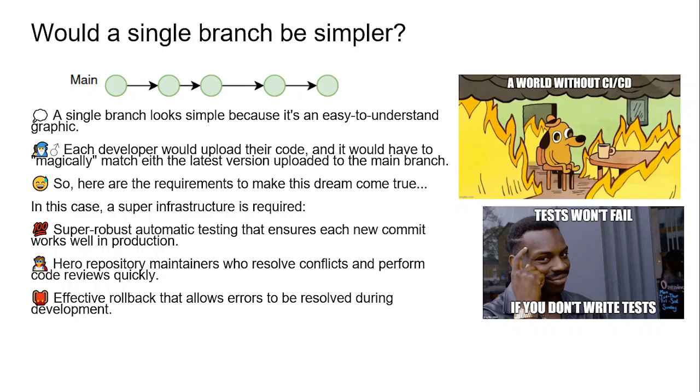We also need repository maintainers that are heroes. Those heroes will resolve conflicts and perform code reviews quickly, so they will make the best decision about conflicts as soon as possible. Finally, we need an effective rollback mechanism that allows errors to be resolved during development and to return to a previous version in case something strange happens.